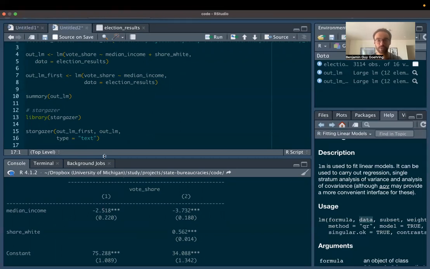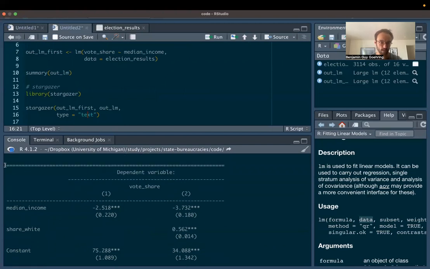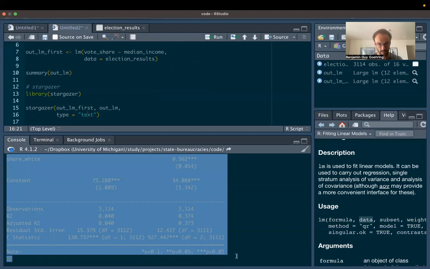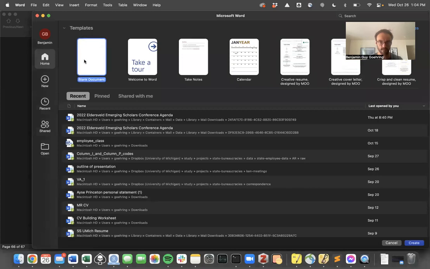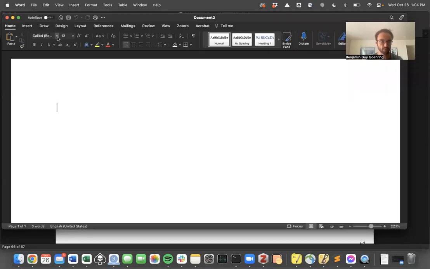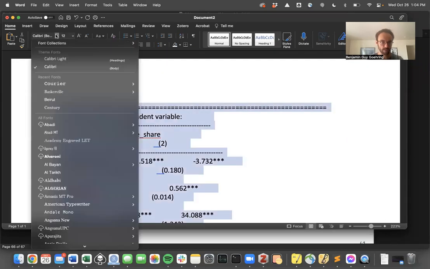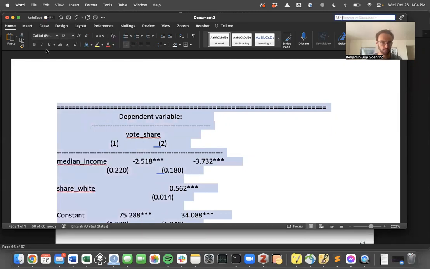So how can you get this out of R and into a paper or a presentation or whatever? There are different routes. Not the most reproducible, but a way that does work is you can just take this, copy it, and pop it into Word. The key is that you have to use a fixed-width font, like Courier.